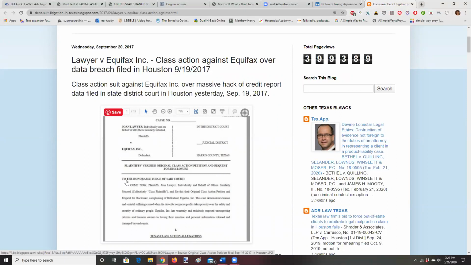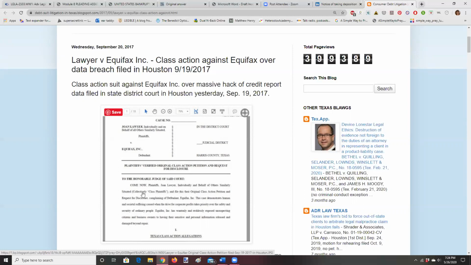And you can see they start with "to the Honorable Judge of said court." It's better to say "this court" than "said court." "Said" is one of those old-fashioned expressions, just a way of saying "this" in this context. And you can see here they have "come now, plaintiffs, Joan lawyer, individually and on behalf of others similarly situated, and file." So these plaintiffs come and file this original petition.